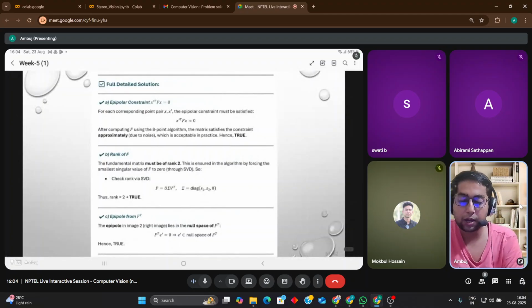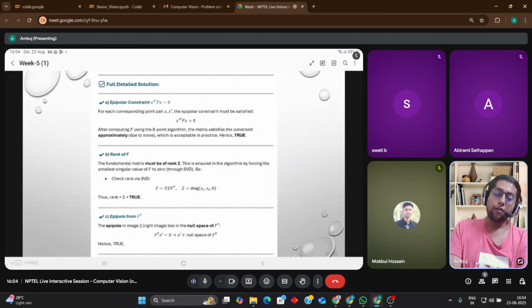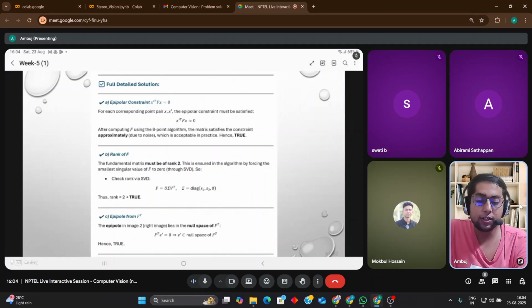Why so? Because of the epipolar constraint: for each corresponding point X and X dash, these points should satisfy the fundamental equation X dash transpose F X approximately 0. After computing F using the 8-point algorithm, the matrix satisfies the constraint approximately, which is acceptable in practice, hence the statement is true.